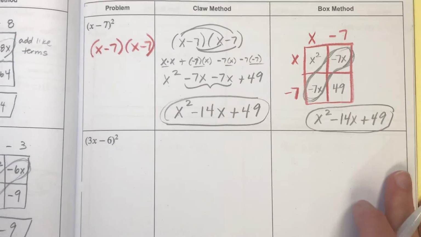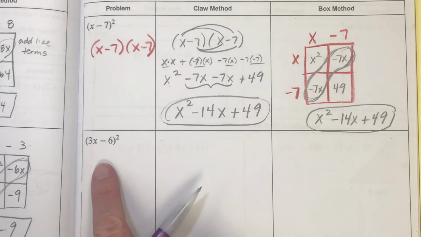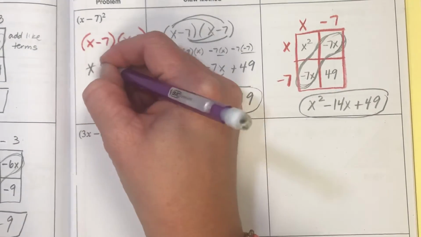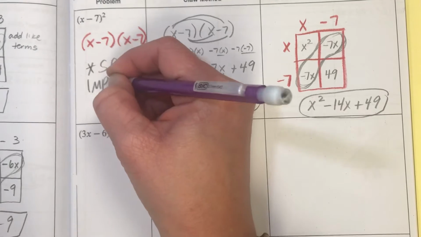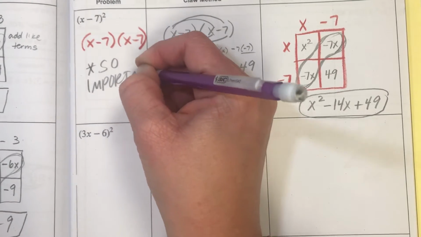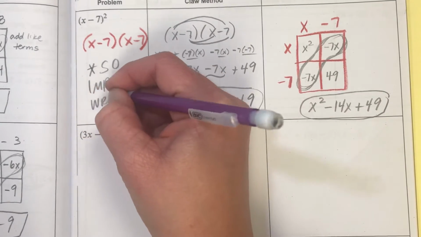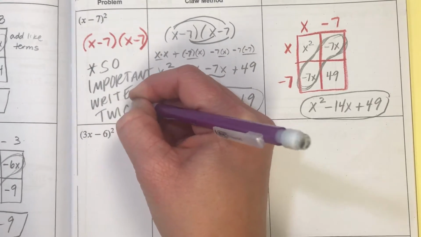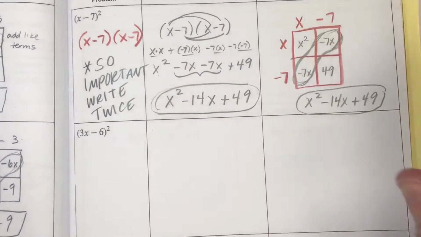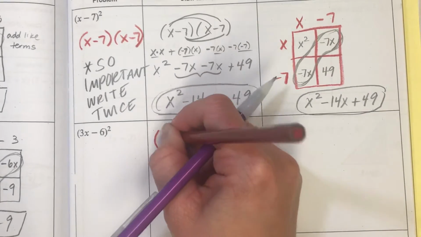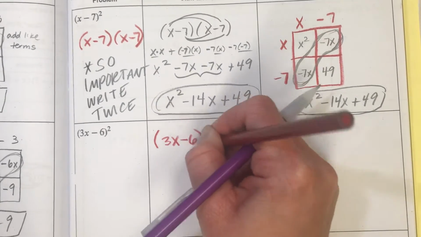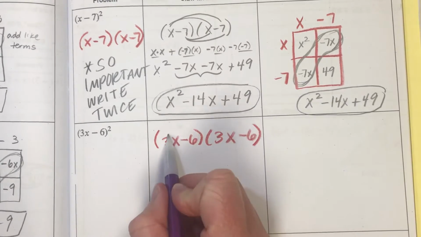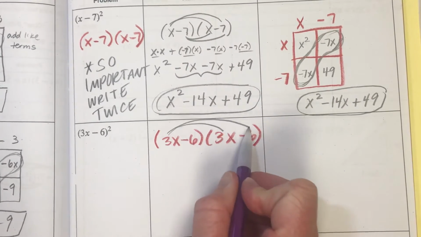Okay, here's another one. I'm just going to make the binomial just a tad more challenging. So again, it is so important that you write out your factor twice. I don't want you to miss what's important. So we have a 3x minus 6 times 3x minus 6. So we're going to take our first term times every term in the other polynomial.